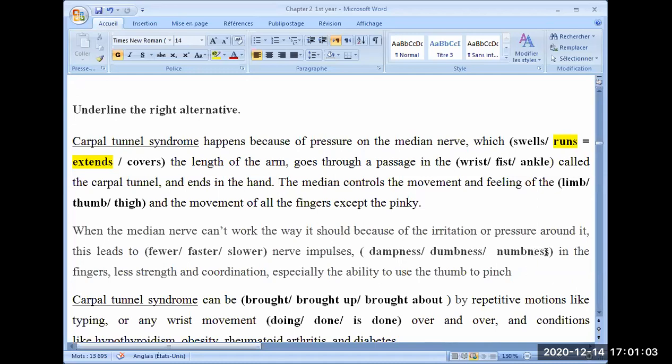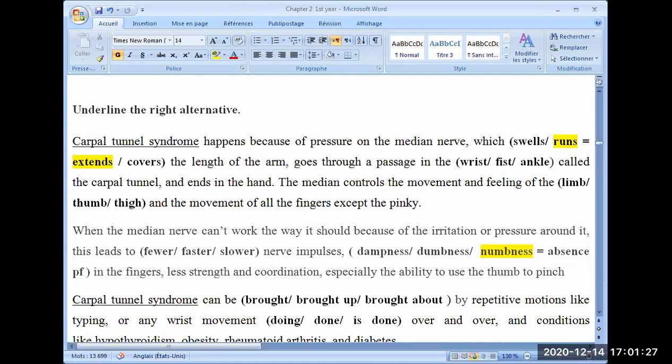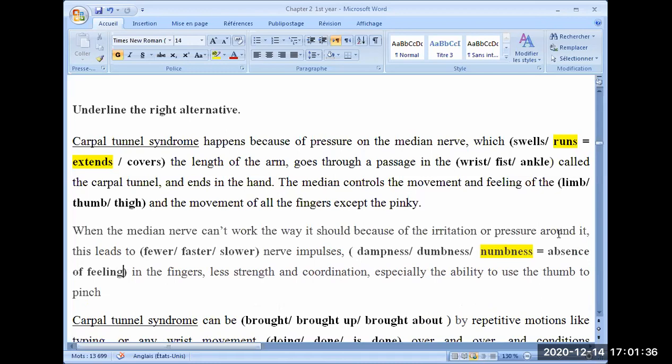Numbness. The B is silent. What does it mean, numbness? You can't feel them. There is absence of feeling. You can explain numbness as absence, and the adjective is numb, absence of feeling or of sensation. Okay. You're asking about the word pinky. Pinky means the little finger. It is informal, little finger.